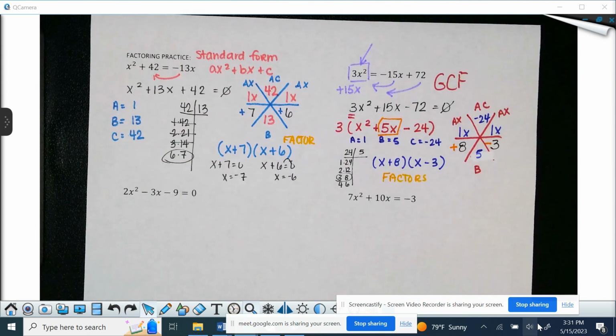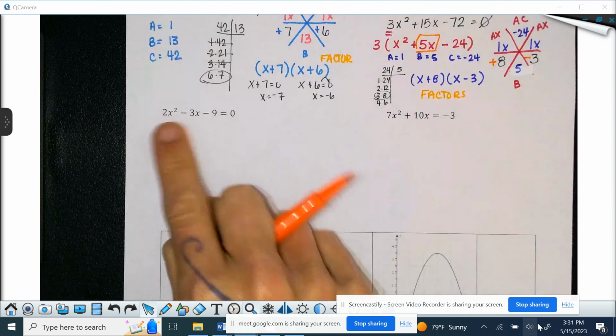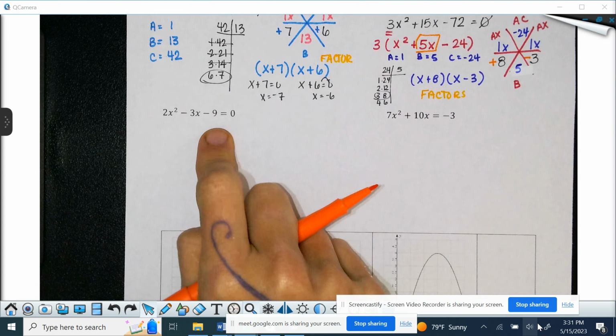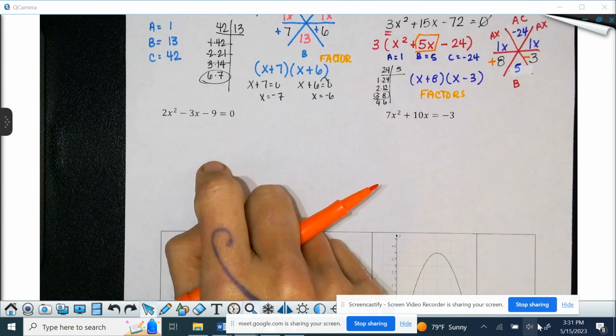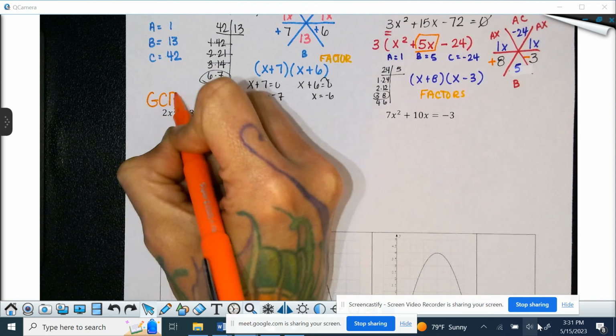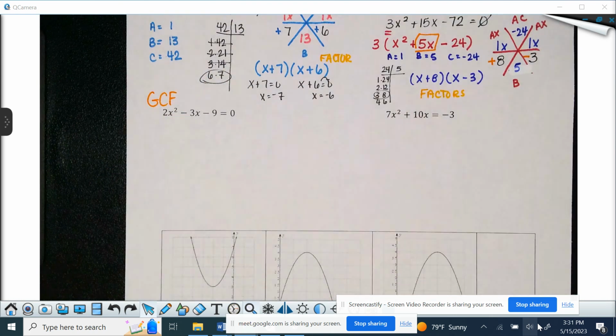All right. 2x squared minus 3x minus 9. First thing we always want to check for, say it again. GCF. Always check for GCF first. Smallest number is the best one to check because that's going to be your best bet. 2 does not go into 3. So we're in A is greater than 1 land.